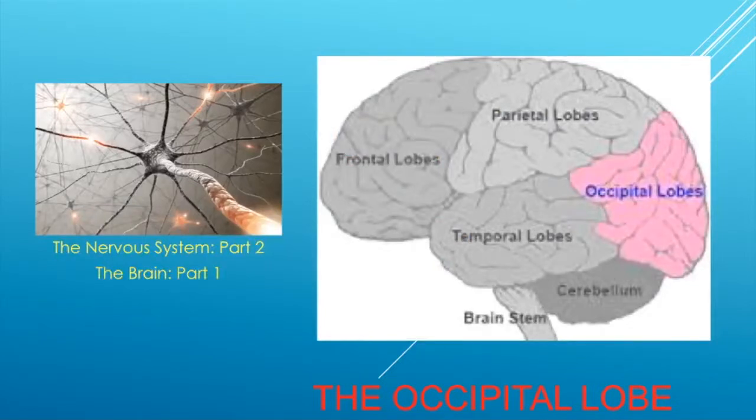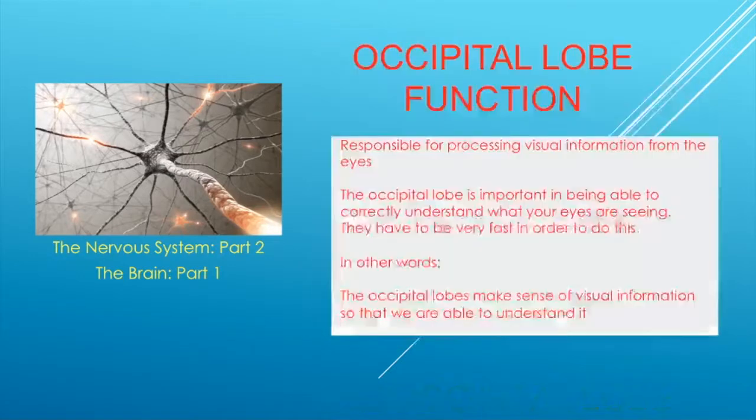The occipital lobe is found in the back of your head, just above your neck, and it is responsible for processing visual information, obviously from the eyes. The occipital lobe is important in being able to correctly understand what your eyes are seeing so you can recognize it. And they have to be very fast in order to do this. The occipital lobe makes sense of visual information so that we can understand it, along with sound, along with feeling, and we can make a decision in our frontal lobe about it.